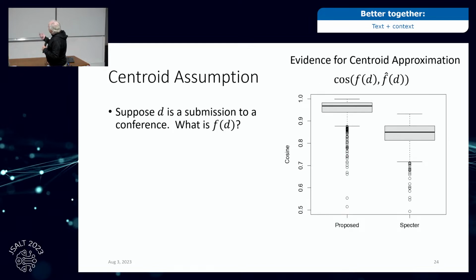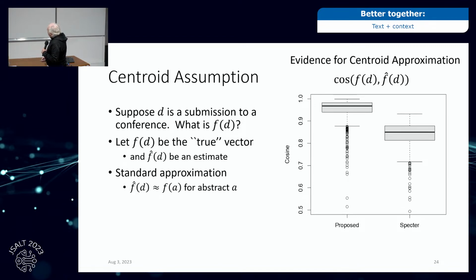Rodolfo will do that. For the centroid, here I'm showing some evidence. I'm comparing f hat of d, which is the inferred value of f of d, with the actual f of d that I know. In the proposed method, the cosine's pretty good, which means that the approximation is pretty good. We'll show a lot more evidence for this.